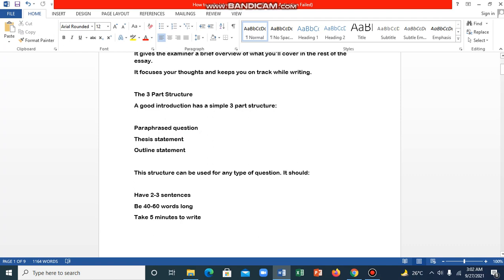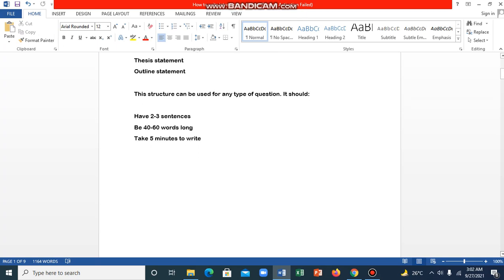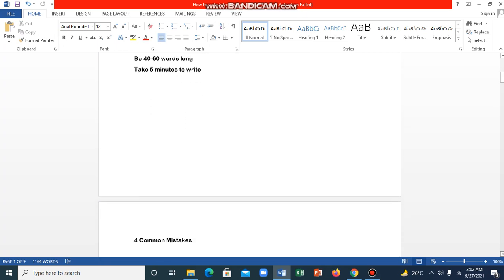This structure can be used for any type of question, right? It should have 2 to 3 sentences and be 40 to 60 words long, right? 40 से 60 words जो है ना आपने introduction लिखना है. Take 5 minutes at maximum to write it, right?